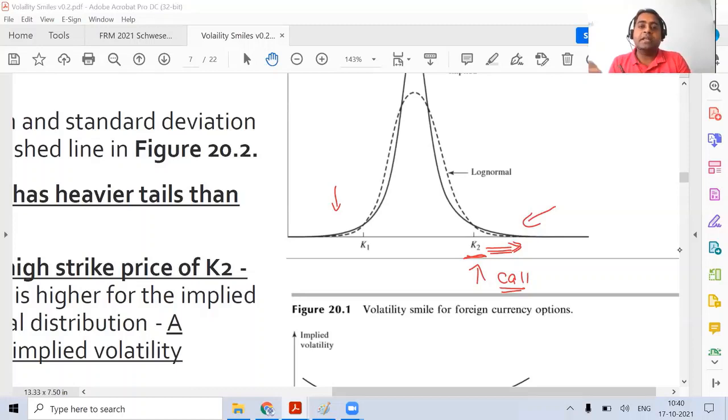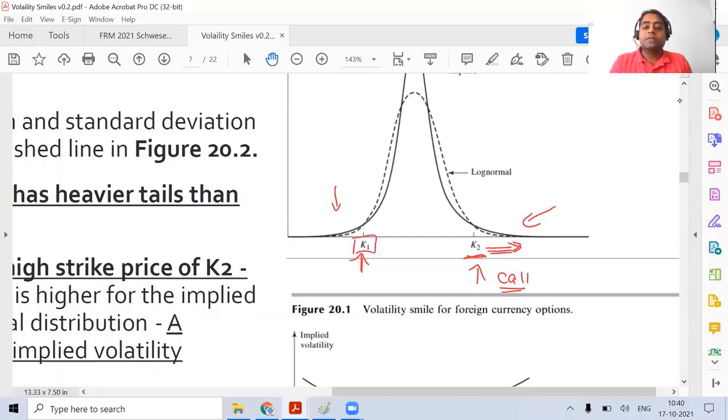If your tail is higher, that means there is more probability at the tail, which indirectly we can connect back: if there is more chance of being in the money, the volatility should also be higher for that side, the tail side. I am assuming that everybody is with me. The same logic can be explained by looking at K1.